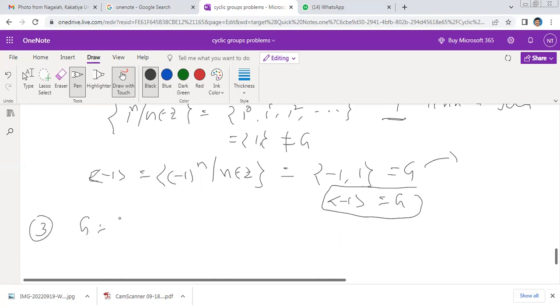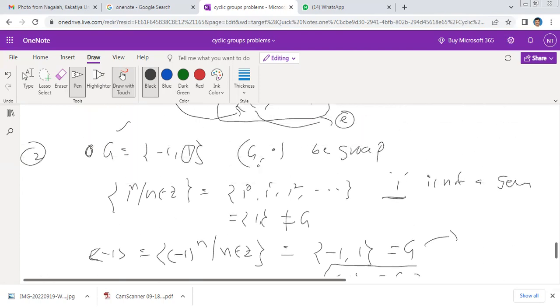Now, G is equal to {1, omega, omega square}. Can you say what is the inverse of minus 1 in this group? What is the inverse of minus 1? Minus 1 itself. Minus 1 inverse is minus 1. Therefore, the order of minus 1 is equal to the order of G.